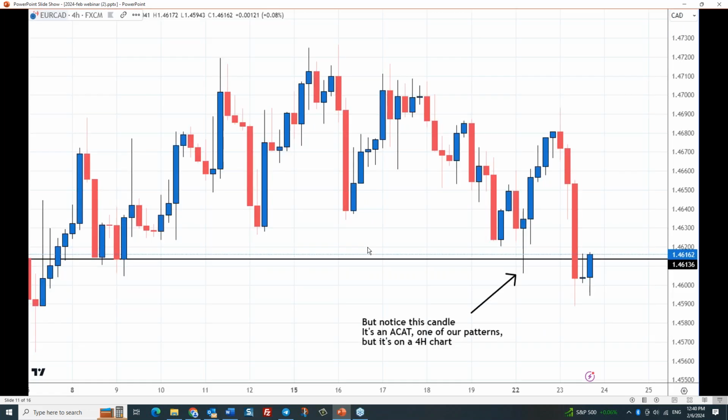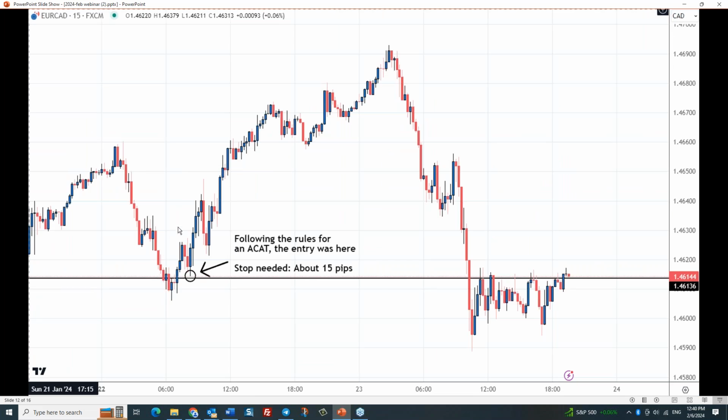When you're on a 4-hour chart, your entry time frame now becomes a 15-minute chart. And Darko will talk about this in a future session in more detail. But on this 15-minute chart, this was that ACAT candle. There's what it looked like on a 15-minute chart. It pulled back to the pip, okay, where Darko recommends to buy it. Now we need a low stop. This one needed about a 15 pip risk instead of 90.